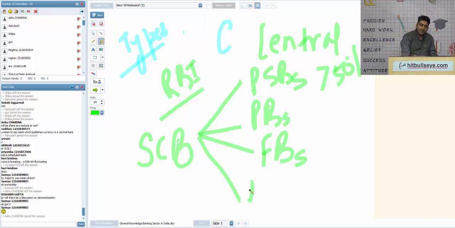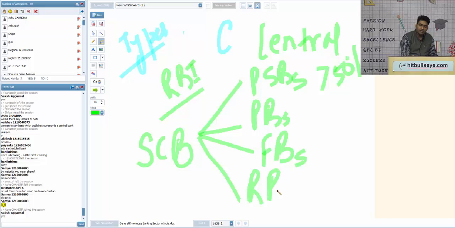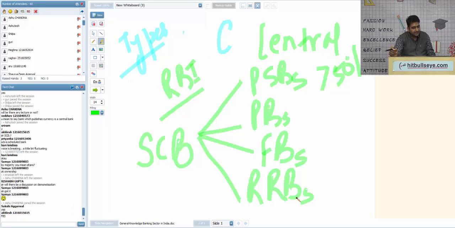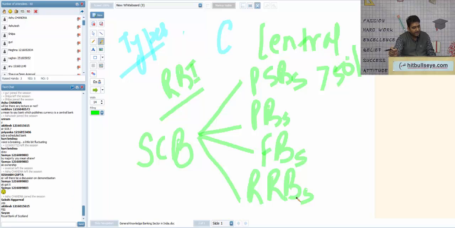And last type of banks are regional rural banks. FBs is foreign banks. Royal Bank of Scotland, true. RBS is also one of them.